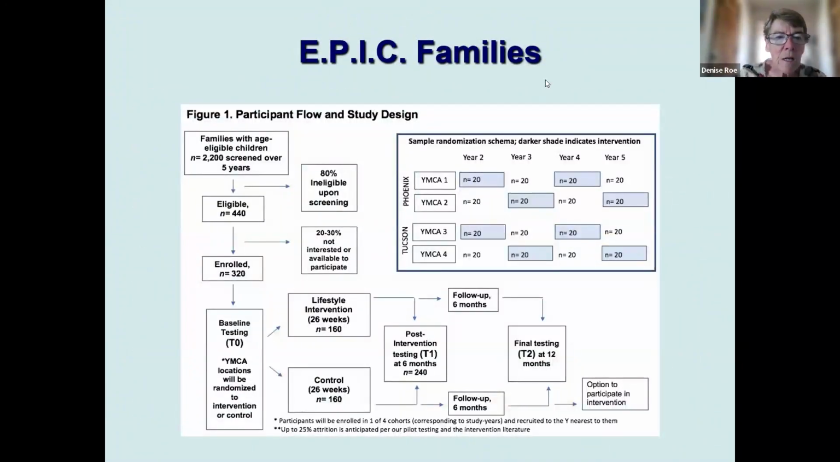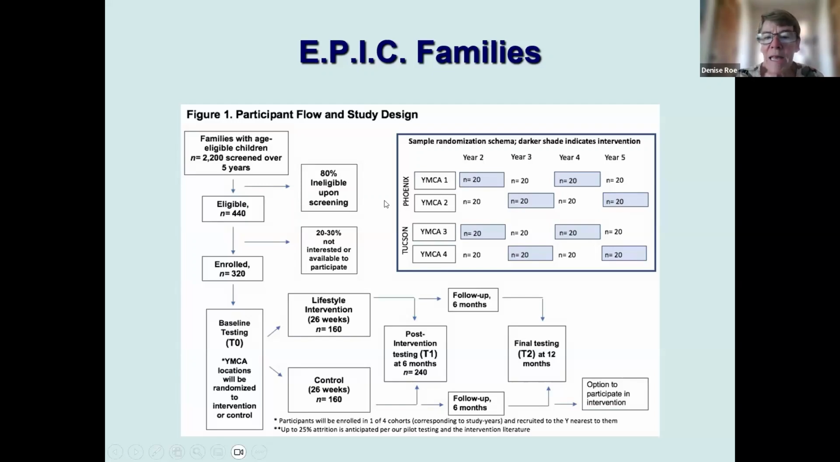So as you can see, here's our participant flow and study design. We had to screen roughly 2,200 families, of which 440 were eligible because 80% were ineligible. 20 to 30% were not interested or available to participate. So then we enrolled 320 children.